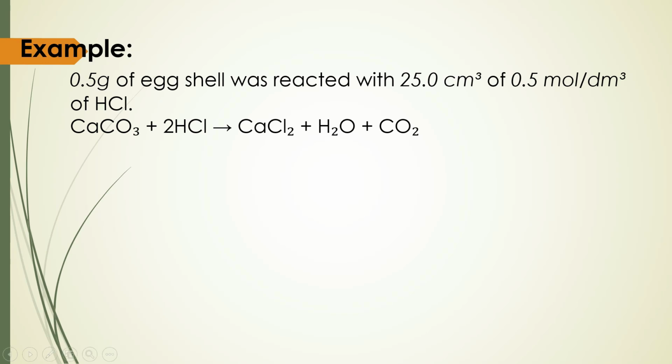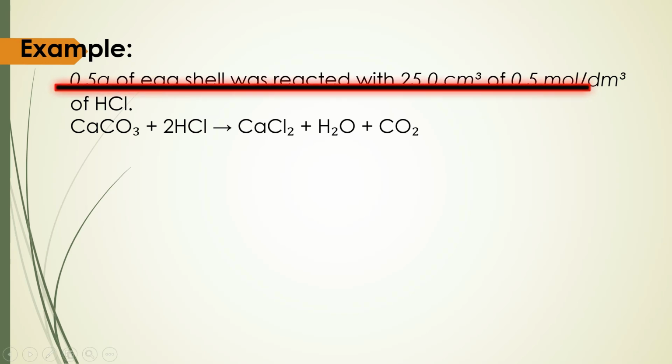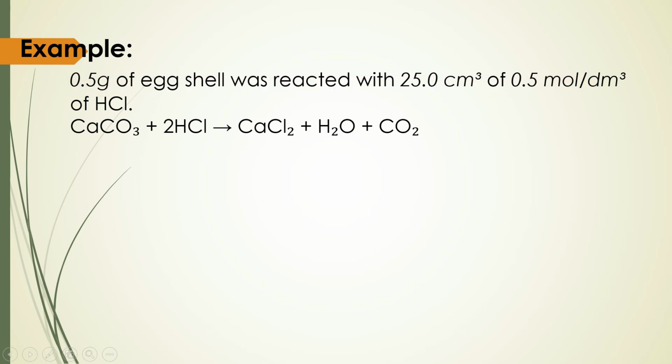Here is the example. 0.5 gram of eggshell was reacted with 25 cm³ of 0.5 mol/dm³ HCl according to this equation. The equation is: calcium carbonate reacts with 2 moles of HCl to give calcium chloride, water and carbon dioxide. First, let me calculate the number of moles of HCl involved in the reaction.